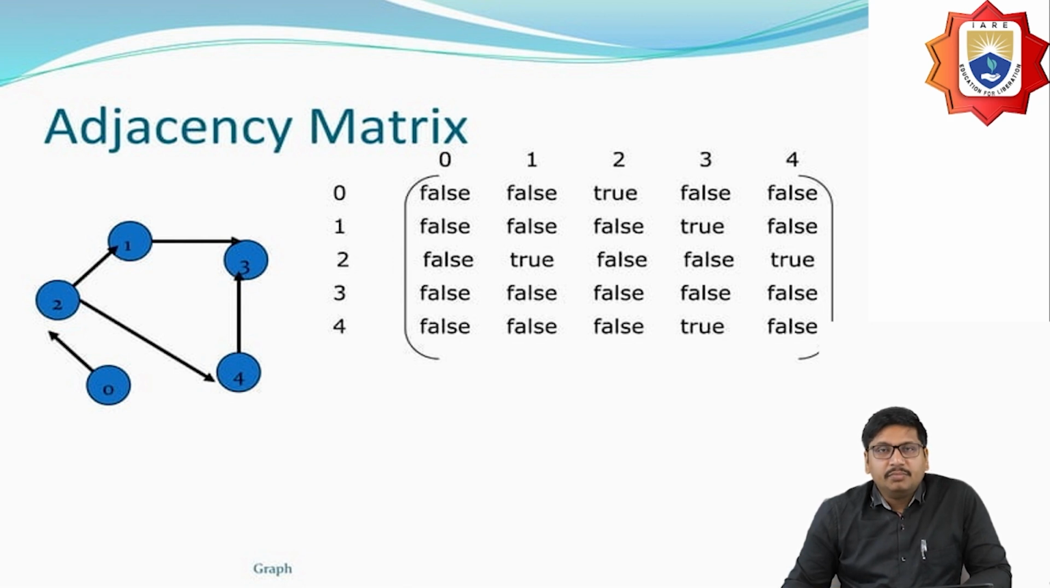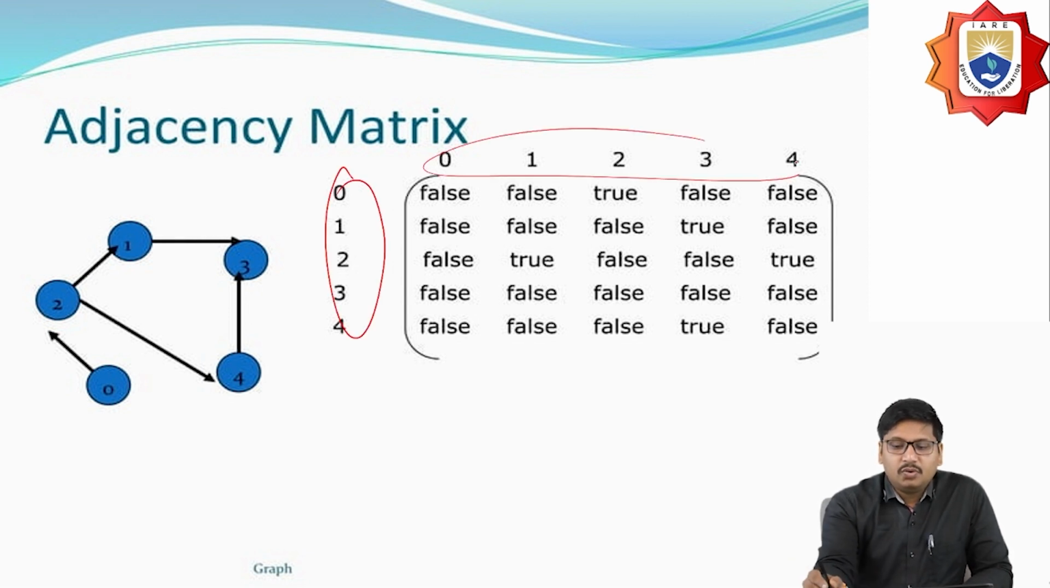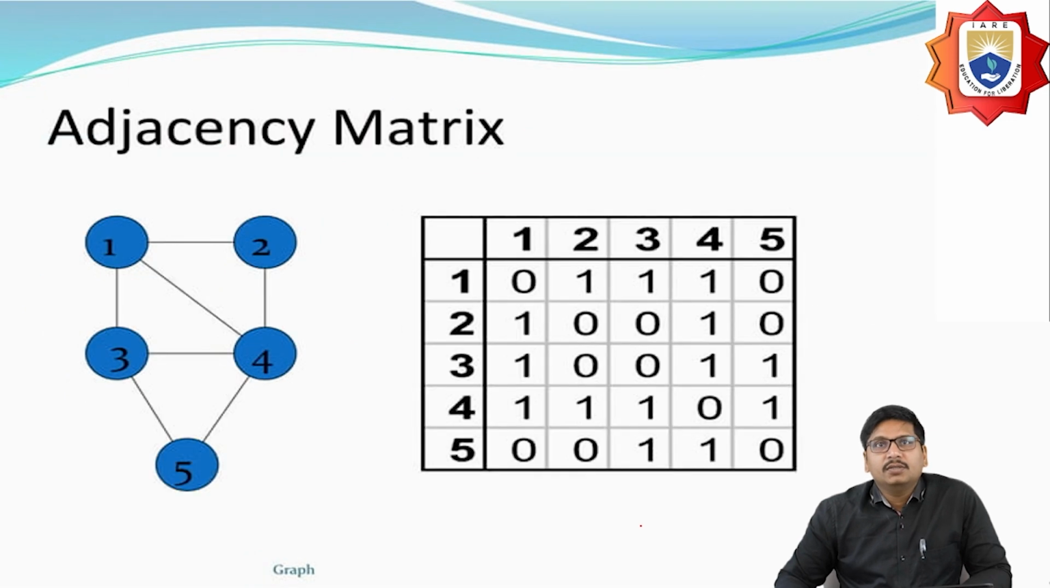So this is the adjacency matrix representation. The vertices are going to be constructed along these rows and columns. If there is no edge from 0 to 0, I'm going to write it as false. Otherwise, if there is an edge from 0 to 2, that's why I'm going to write it as true here.